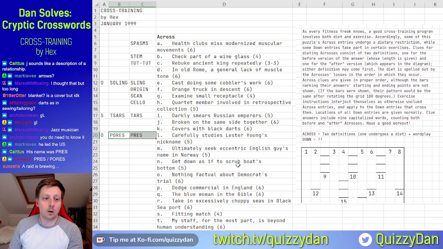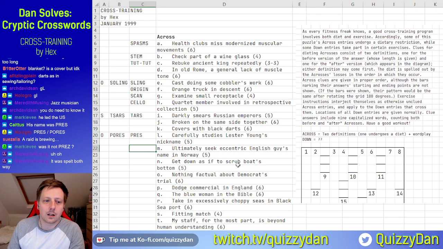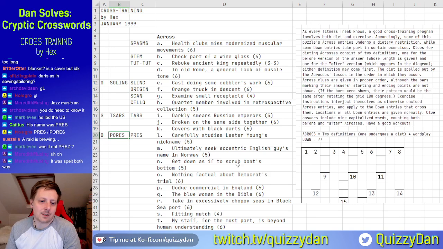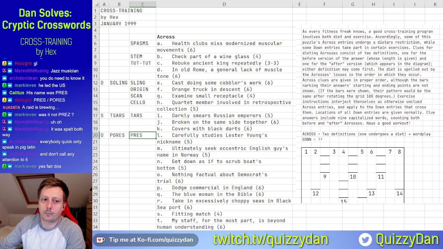Oh, a raid is brewing. Oh, hello raid. I'm looking forward to it. Well, for it to be port, it will have to end in an S. Well, carefully studies, it has to end in an S, so that unambiguates it for me. Chocolate, marmalade, flip-flop, squiggle.